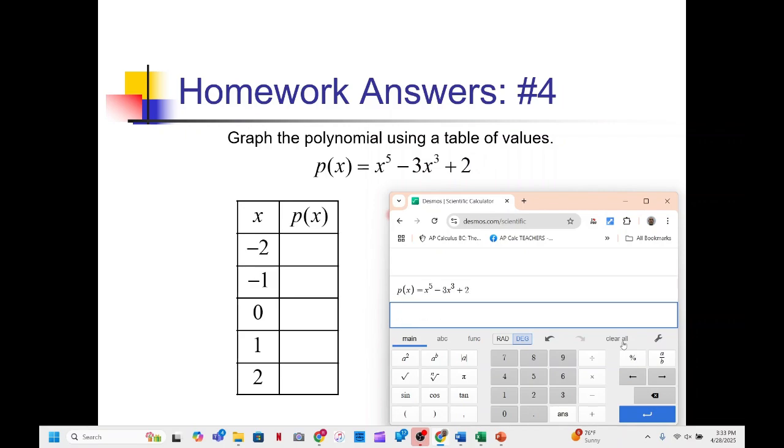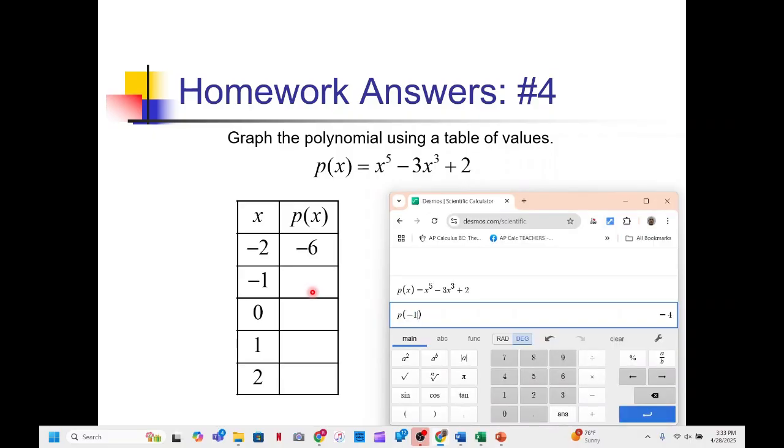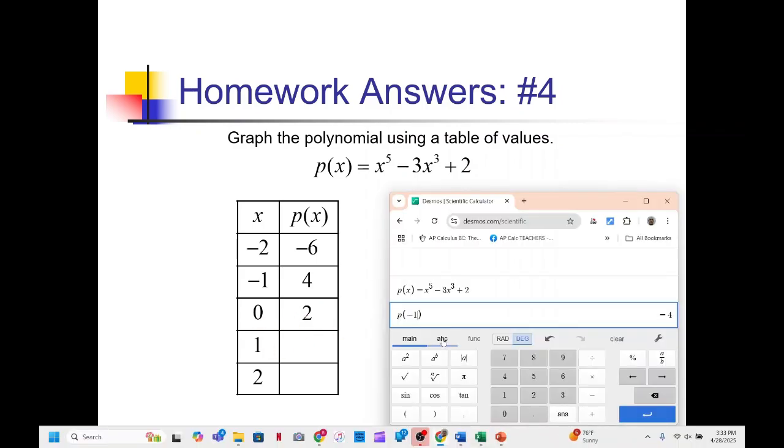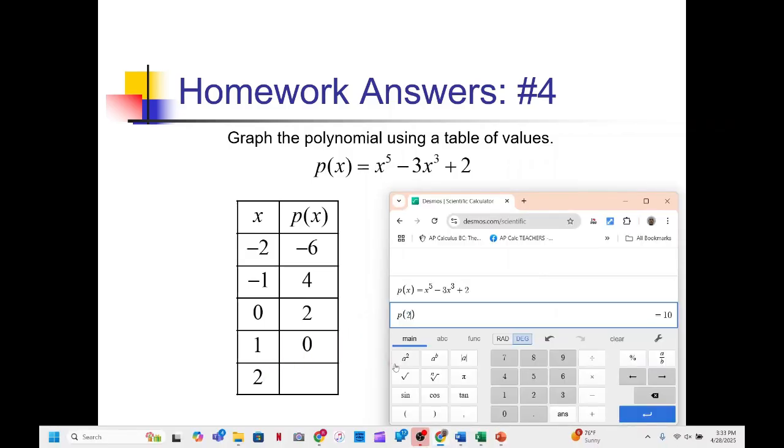And then let me go and plug in -2 to the p function. That gives me -6. And then we'll plug in -1. That'll give me 4. Plugging in 0, don't really need the calculator. That just zeroes out these x's to give me 2. Plugging in 1, that gives me 0. And then plugging in positive 2, that's giving me 10.